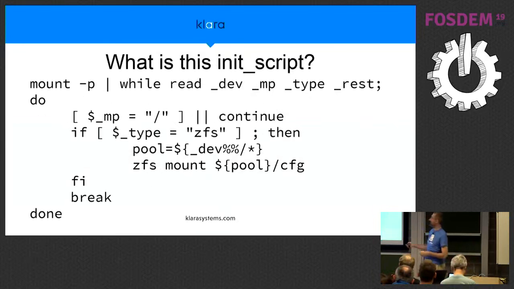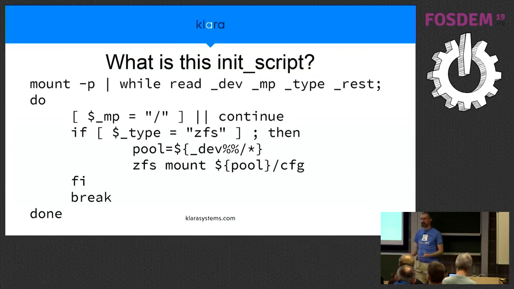So the script is pretty simple. It runs the mount command with the parsable flag, so it prints out tab delimited instead of trying to line up columns for humans. And then we just use a simple shell script to read the device, the mount point, the type, and the rest of the line. If the mount point is /, we keep going. Otherwise, we continue and read the next line. If the type is ZFS, then we extract the pool, so get all of the device variable up till the first /, and then we just mount that pool name /cfg.